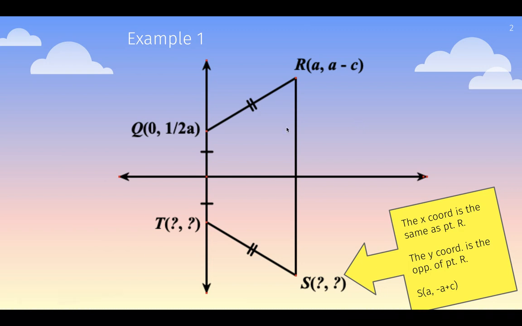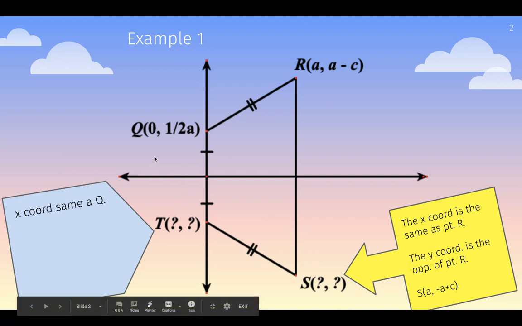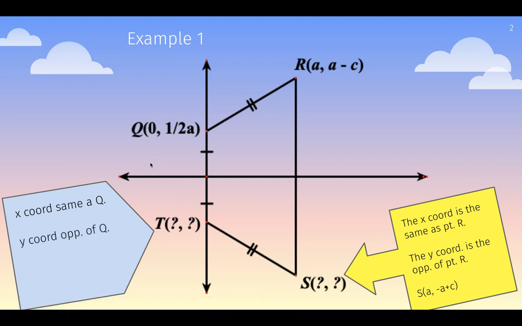Let's go over to point T. For the x-coordinate, you can see that it's on the y-axis. It's also corresponding to point Q's x-coordinate. So the x-coordinate is just going to be 0. What about the y-coordinate? Well, the logic is the same for the y-coordinate of T as it was for the y-coordinate of S. So it's just going to be the opposite of the y-coordinate for Q. So where Q had 1/2 a, T is going to be negative 1/2 a.